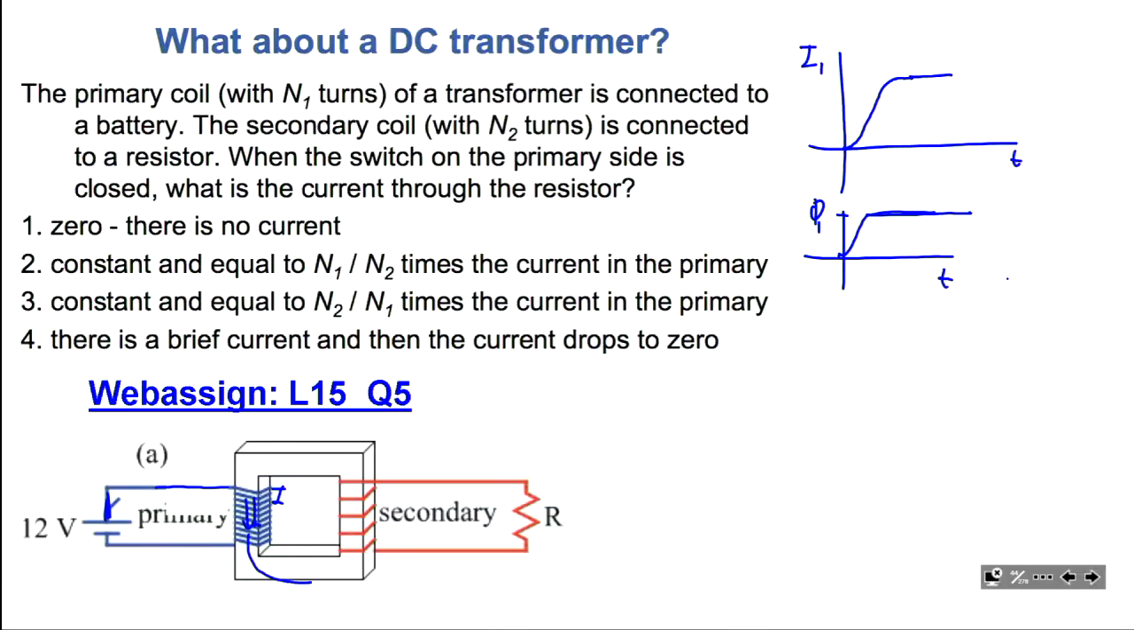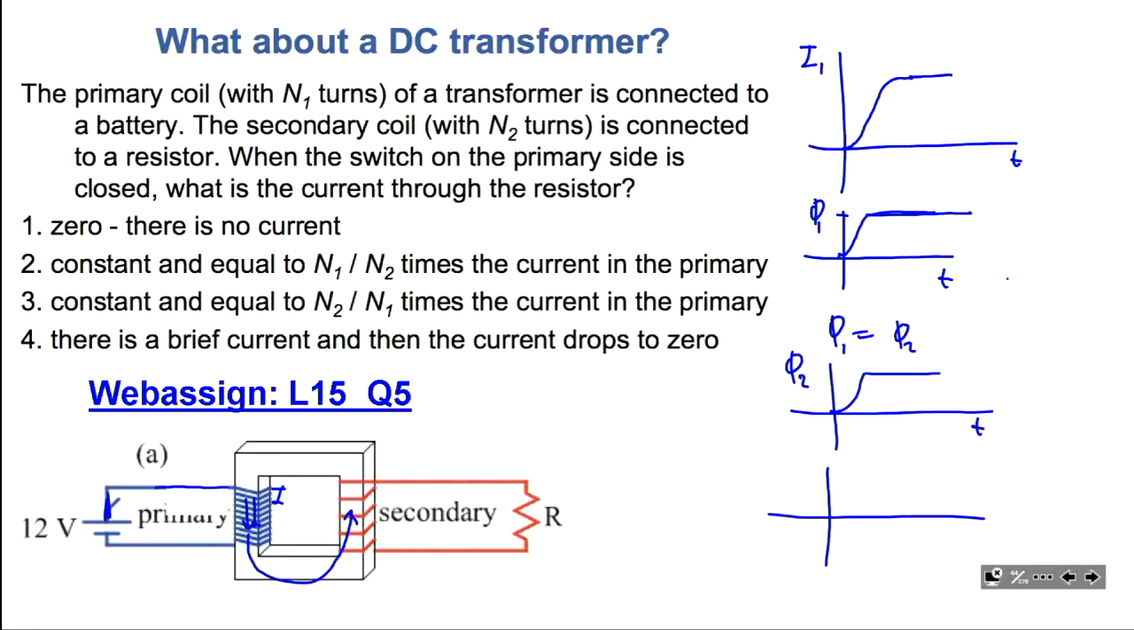But now the same magnetic flux, because of the iron core, will be traveling through the secondary coil. So it's not just phi 1, it is also phi 2. So we could sketch the same graph for the flux through the secondary coil. And now, what should happen to the EMF?